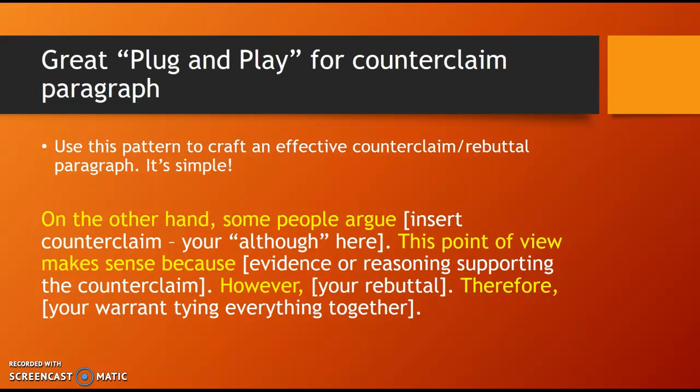So here's kind of your plug and play for the counterclaim paragraph. In other words, you're just going to put in these pieces and this formula will work for you every time. I've put the part in yellow, that is the part that's always going to be there. And then the part that's in brackets is going to be the part that you insert. So the way that it works is you start off the paragraph, and again, this is a short paragraph. It's only maybe 3 sentences, maybe 4 if you have to explain something in more detail.